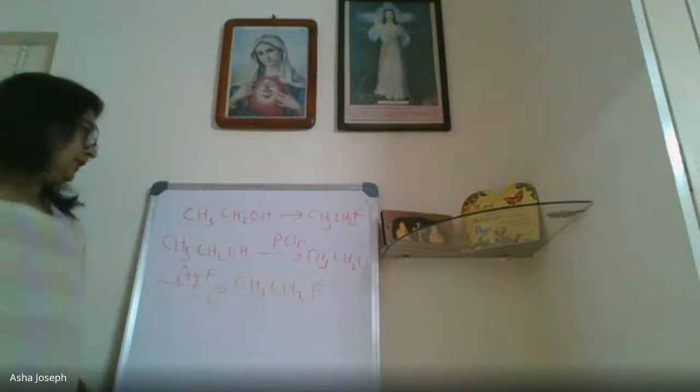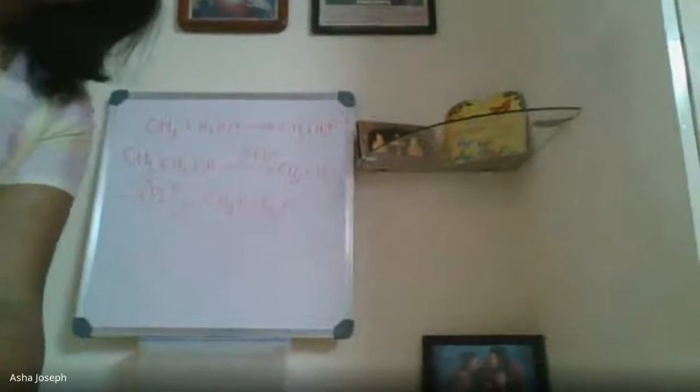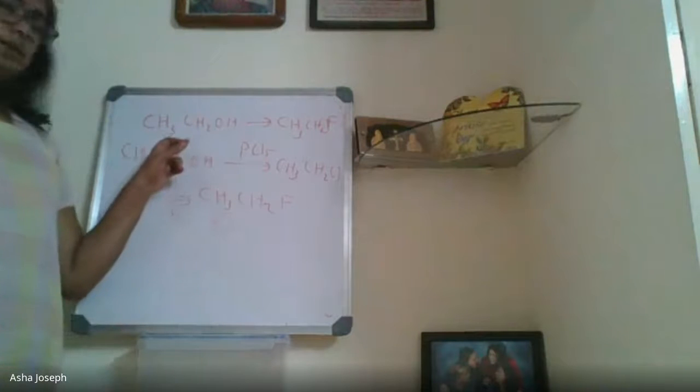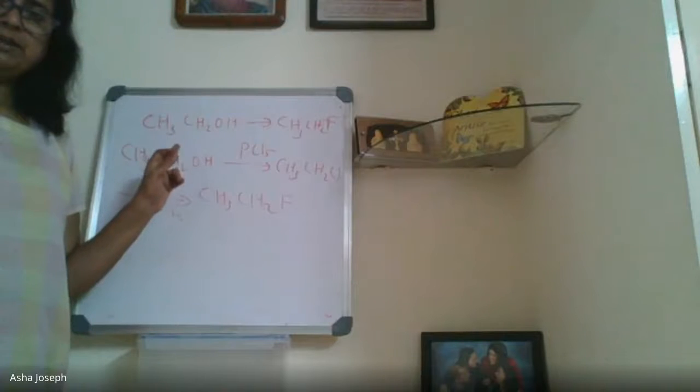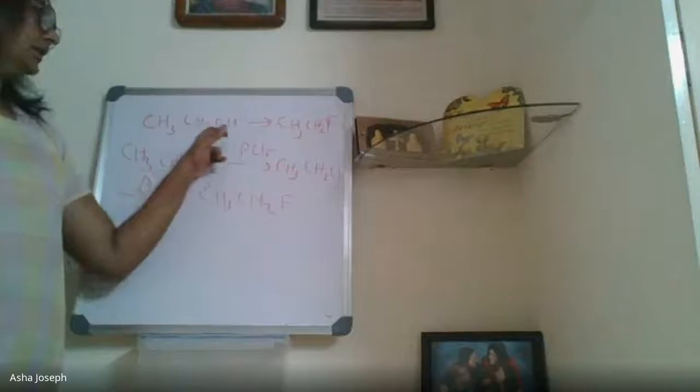Ma'am, could you please repeat? I'm not able to hear your voice. This is written. Can you see the board? Can you see the board? Yes, ma'am. Now I'm able to. Last time I was not able. Okay. So now it is Priyanka. Can you hear me? Yes, ma'am.